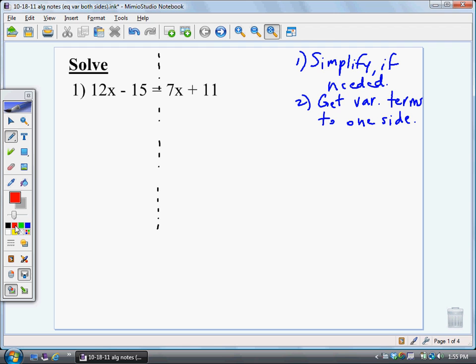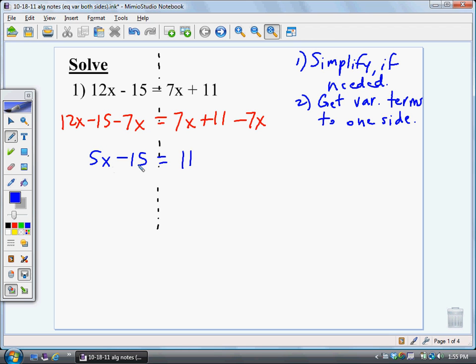So what I would do in my second line here, on the right side, I would do 7x plus 11, and I would subtract 7x. And then I would go to the left side and I'd do the same thing. I'd have 12x minus 15, and I would take 7x away. Okay, what this does is eliminate the x term on the right side. I would have just 11. And on the left side, I would now have 5x minus 15.